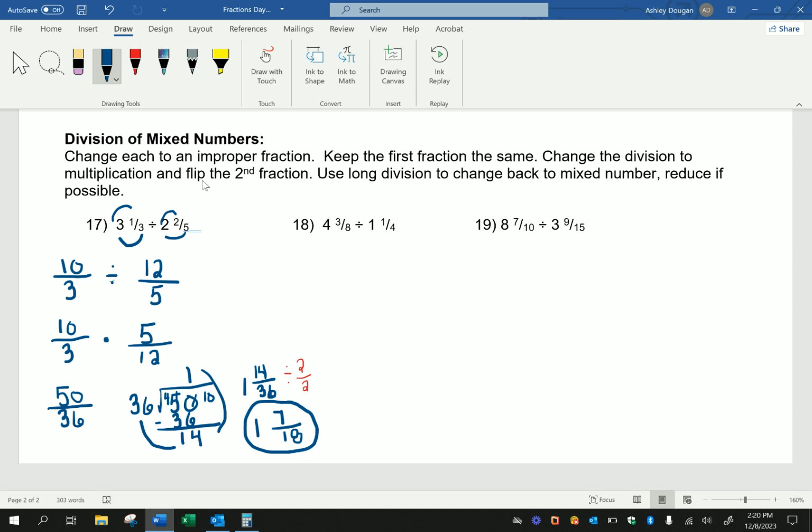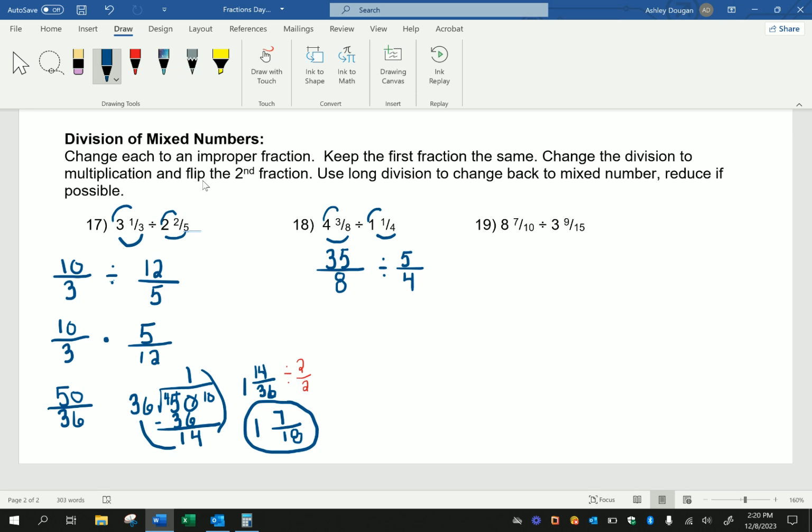All right, with the next one, I'm going to change these to improper fractions. 8 times 4 plus 3 gives me 35, and then I have 8 as my denominator. And then 4 times 1 is 4, plus 1 is 5. So that gives me 5 over 4 because I keep the bottom number the same.